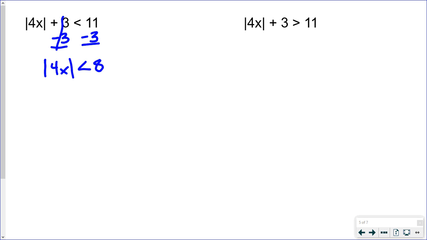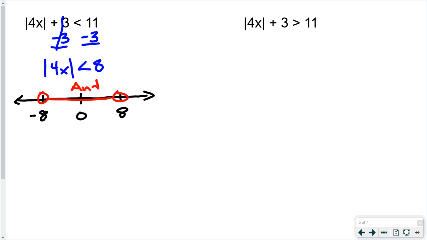So remember that absolute value, the definition is a number's distance from 0 on the number line. So what this is saying is that 4x is less than 8 away from 0. That means that 4x is in here. And this is what an AND looks like.